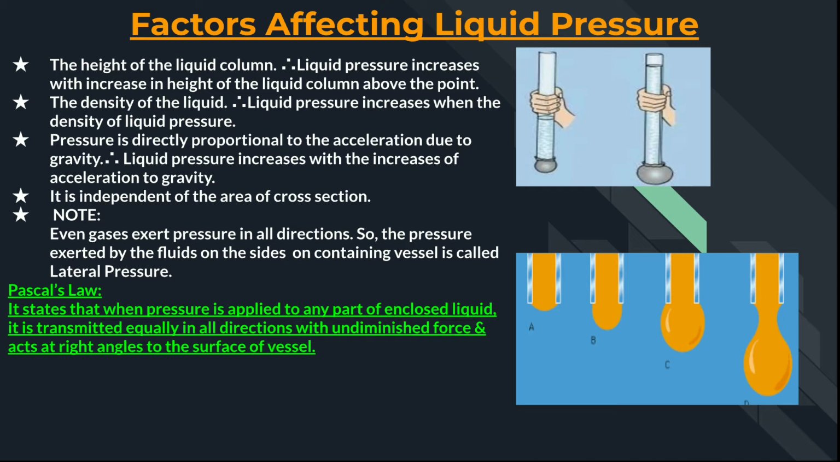So what happens if we take different cross sectional areas, different shapes of vessels or containers in which we keep some liquid? We'll see they maintain the same height. So the pressure in which the liquid is kept will be equal. So it is independent of the cross sectional area.